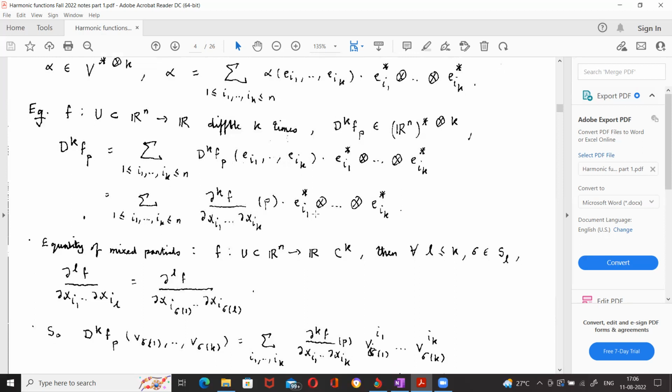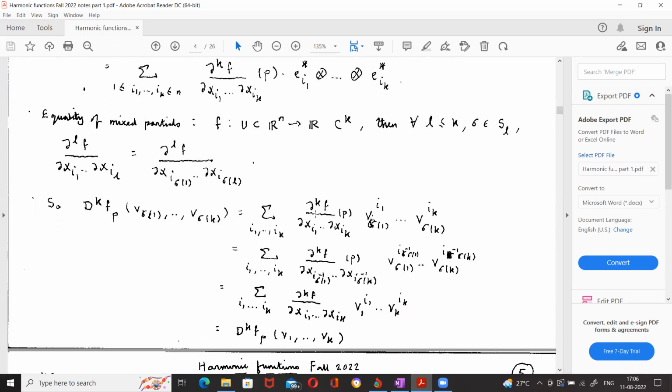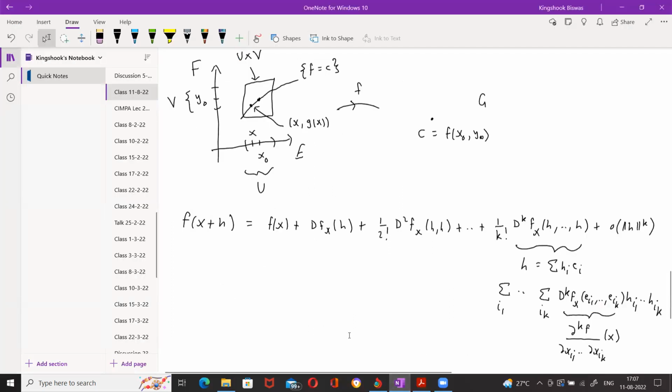Okay, so now let me recall for you that we have equality of mixed partial derivatives, right? So if f is a C^k function where k is at least 2, and then for any l less than or equal to k, if I take a permutation sigma in S_l of l symbols, then any lth order mixed partial derivative is invariant under permutation, right? So del^l f over del x_{i1} up to del x_{il} is the same as del^l f over del x_{i sigma 1} up to del x_{i sigma l}. So this is a standard theorem. So using this, we can show that the kth derivative is a symmetric multilinear map.